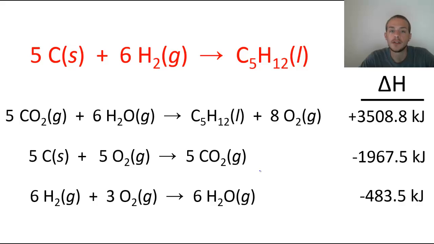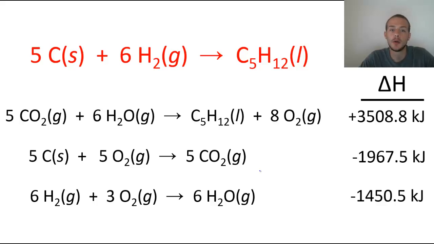And now it looks as if they're going to cancel out when we add everything together. But notice again, since we multiply that equation by a factor of 3, we also have to take that negative 483.5 kilojoules. We got to multiply that by 3 also. So we take that minus 483.5 kilojoules, multiply it by 3. That's going to give us minus 1,450.5 kilojoules.